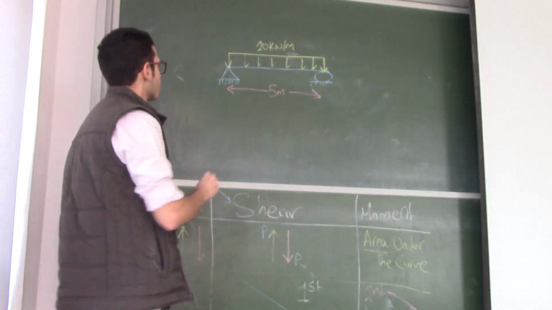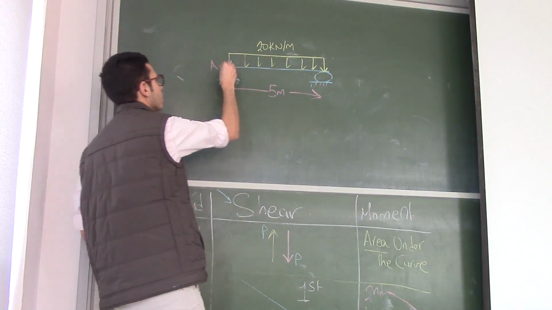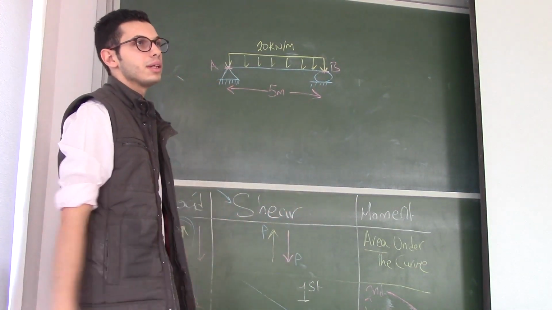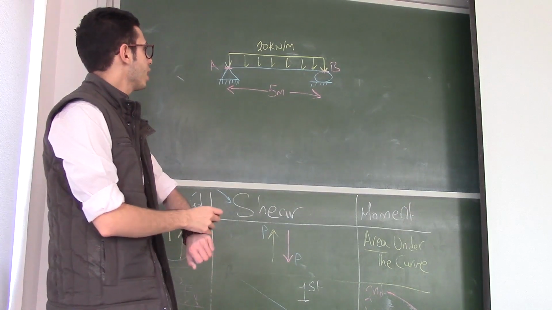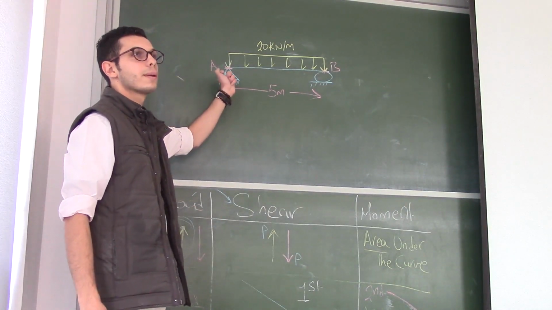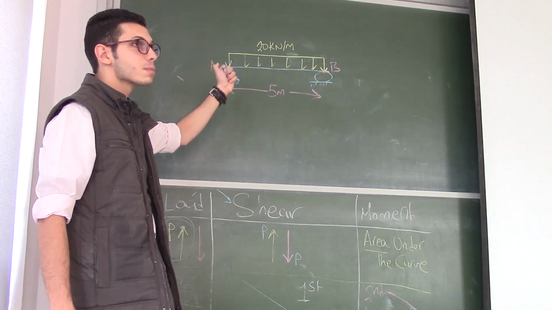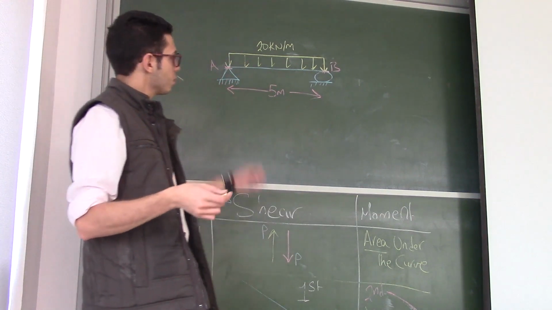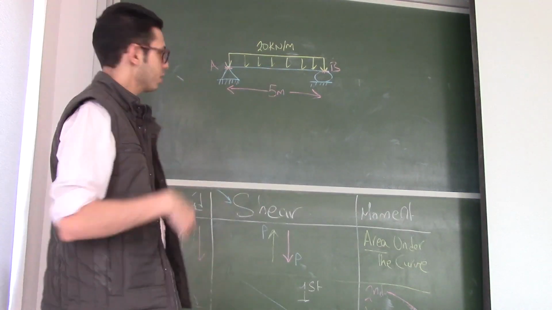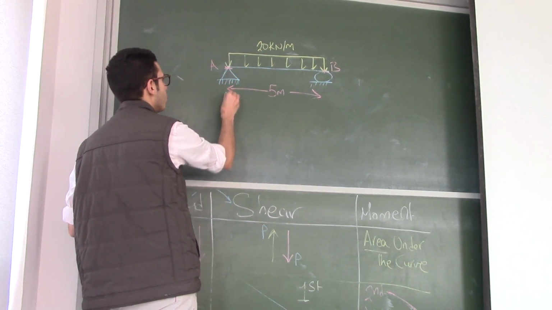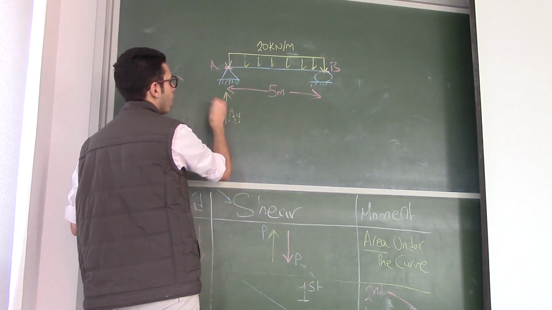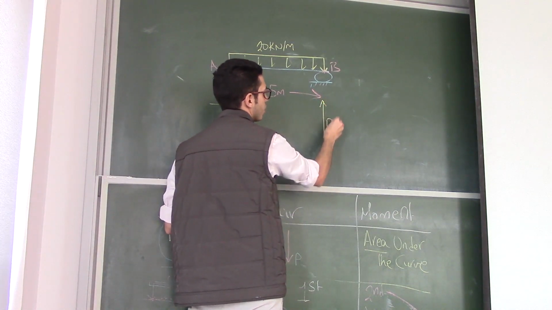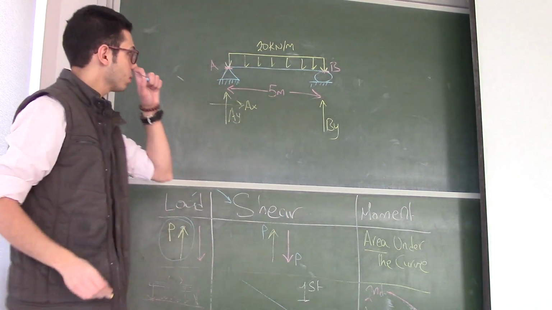Now, this is point A. This is point B. What is the first step? Find the reactions. To find the reaction, we should convert the distributed load to a point load. So here now we have AY and AX, and here we got BY, right?